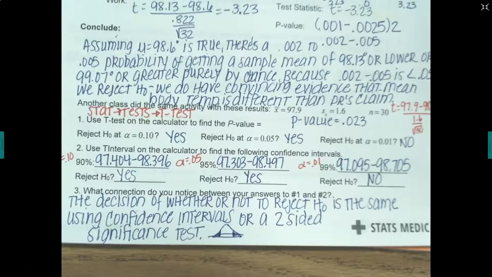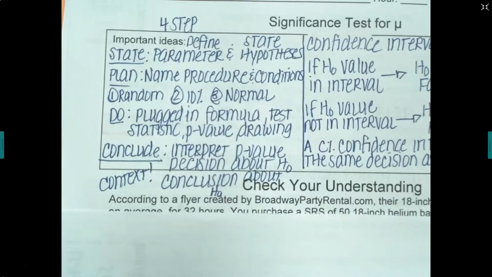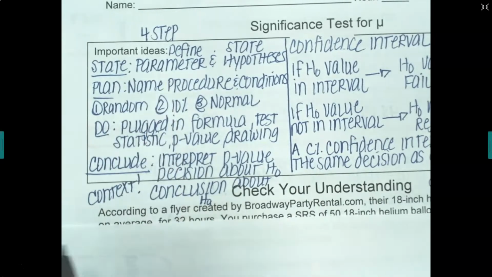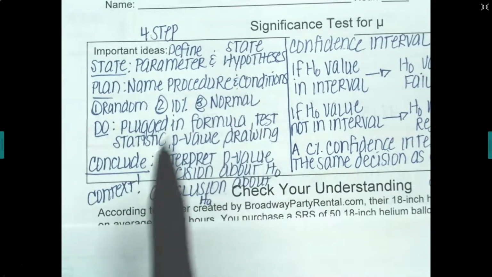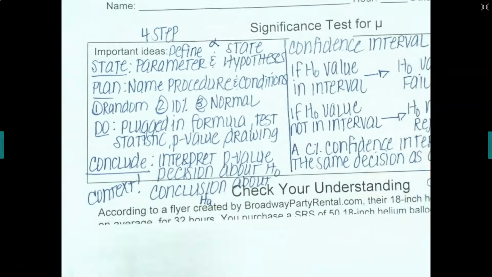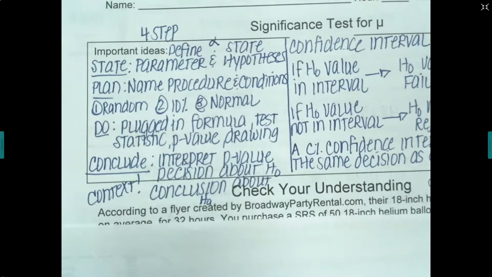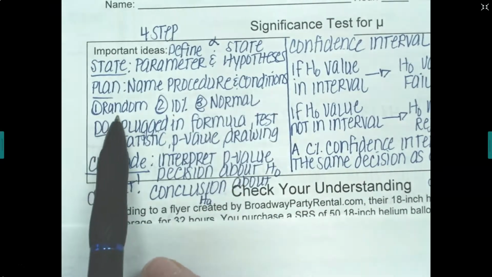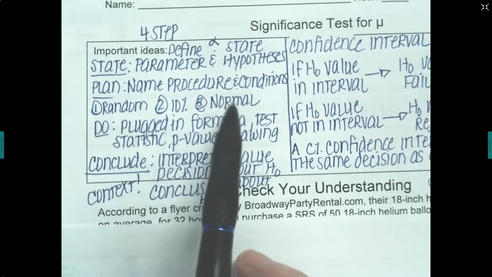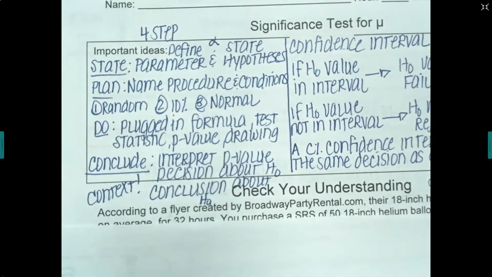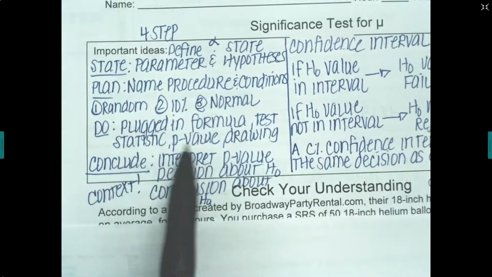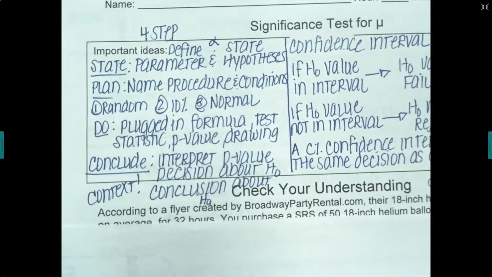All right, let's flip this over for a summary. For your four-step process, in your state, make sure you define your parameter and state your hypotheses. You'll want to include your alpha level in that also. In your plan, make sure you name your procedure, check your conditions, and remember your conditions are random, 10%, and normal, and we've discussed multiple times the 3 stages of normal. For the do section, make sure you have the plugged-in formula, your test statistic, and the p-value. Make sure you have your labeled drawing also.